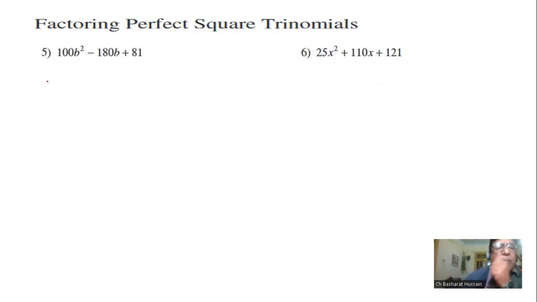Another question. 100b square is the square of what? It is 10b. And 81, the last term, we can also convert into a square. So this is 9 square, 9 times 9 is 81. Write the middle term, which is double of both the terms: 10 and 9, 10 times 2 is 20, and 20 nines are 180b. And you can write this as what?